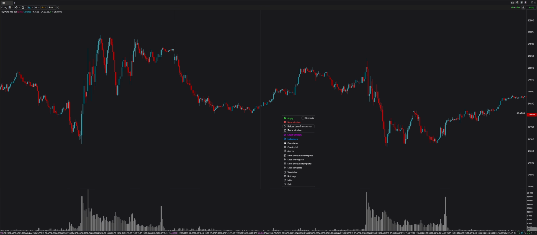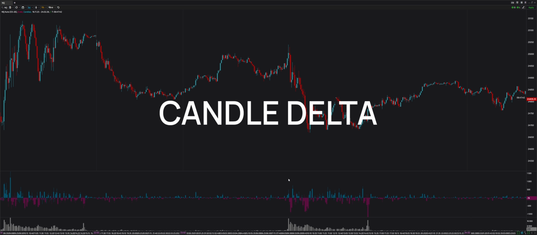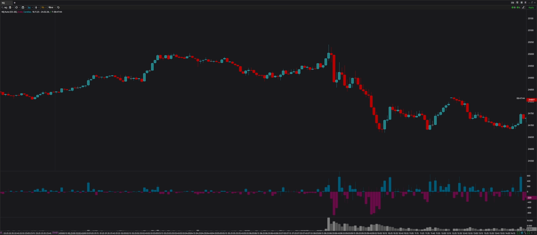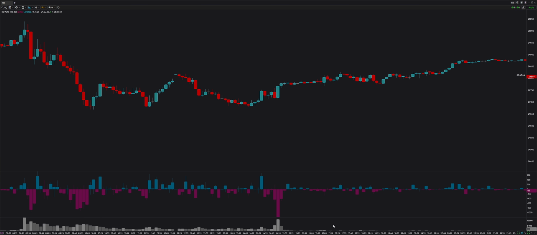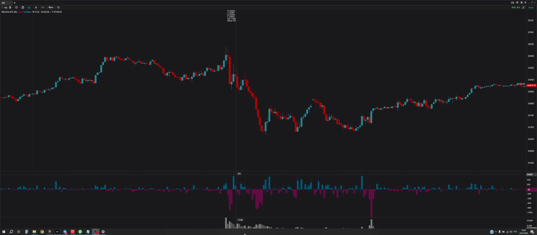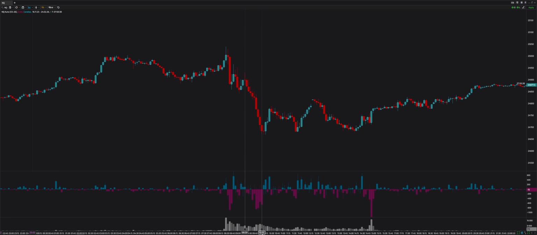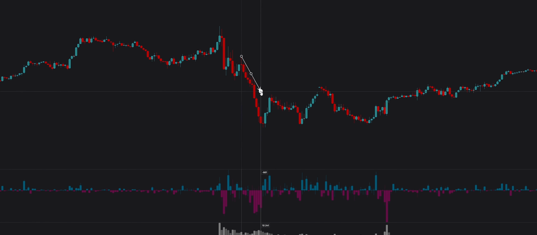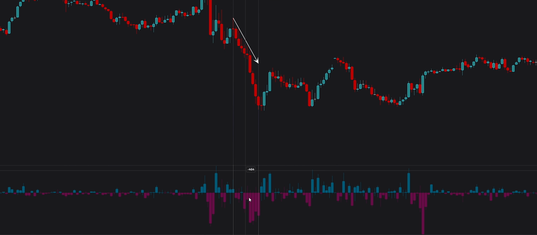The next element is delta. If volume shows the total number of traded contracts or coins, delta shows the imbalance between buyers and sellers within a given bar. Using this indicator, we can observe the aggression of one side of the market and evaluate the result of their actions. For example, in this area, we see a clear price decline accompanied by a strong negative delta, meaning aggressive market selling dominates.